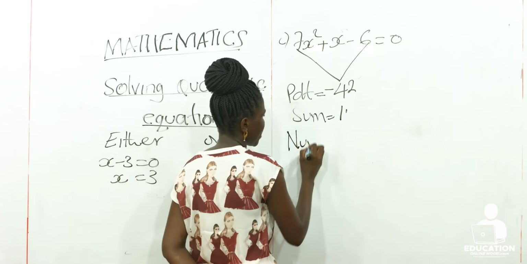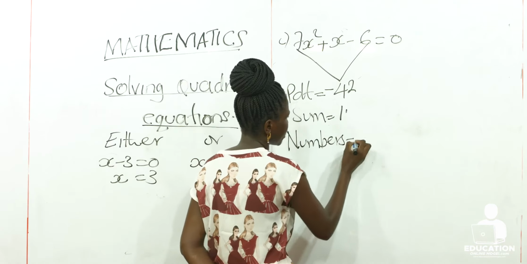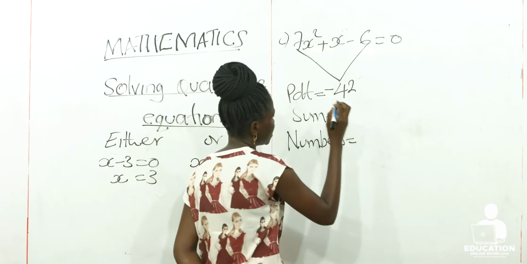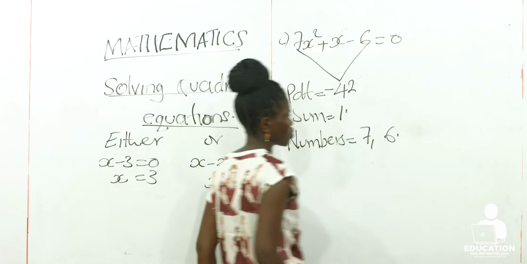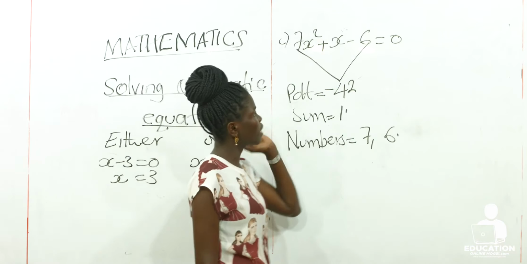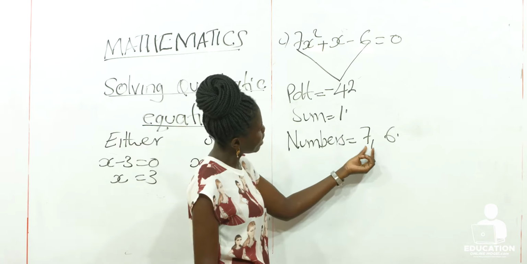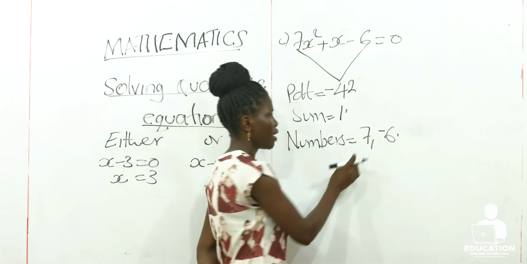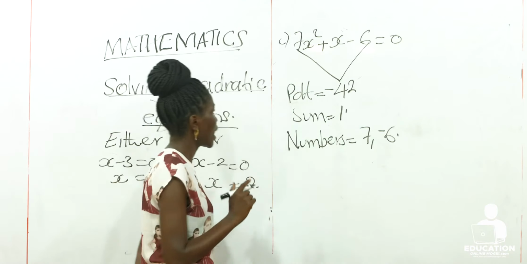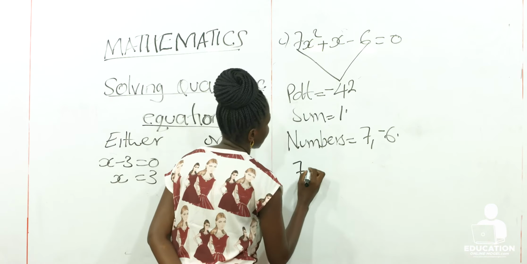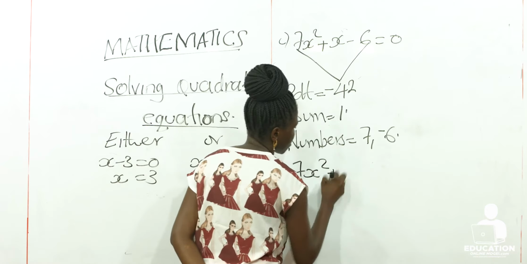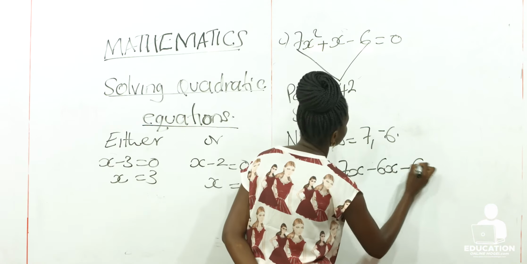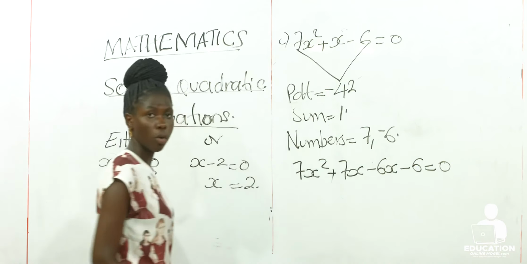So what are these two numbers that when you multiply should give you negative 42, and when you add them, should give you positive 1? So the two numbers are going to be 7 and 6. Why? 7 times 6 will give you 42, and this 6 should be negative because our product is having a negative value. Then when you add 7 and negative 6, it gives you positive 1. Now we're going to have our 7x squared plus 7x minus 6x minus 6 is equal to 0. Hope we are moving together.